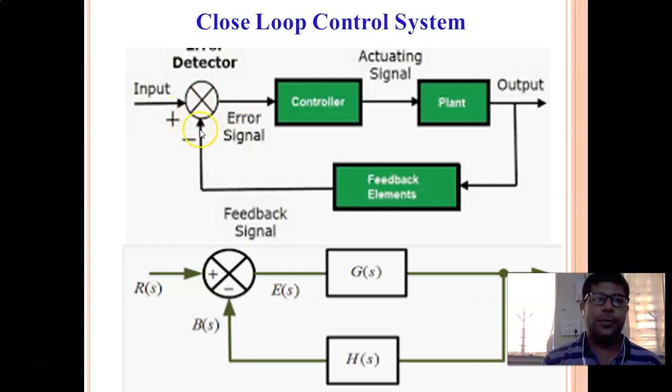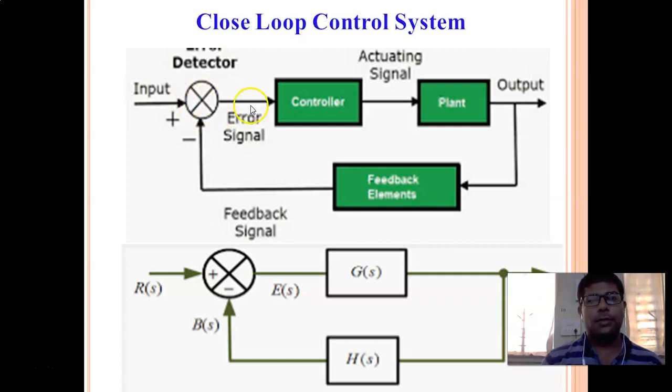This feedback can be positive feedback, where there is a plus sign, or negative feedback, where there is a minus sign. We will see in detail what the plus sign means and what the negative sign means. Depending upon the positive or negative feedback, it will produce this error. This is the error detector, right? We call it a summing point, and it produces a signal accordingly.